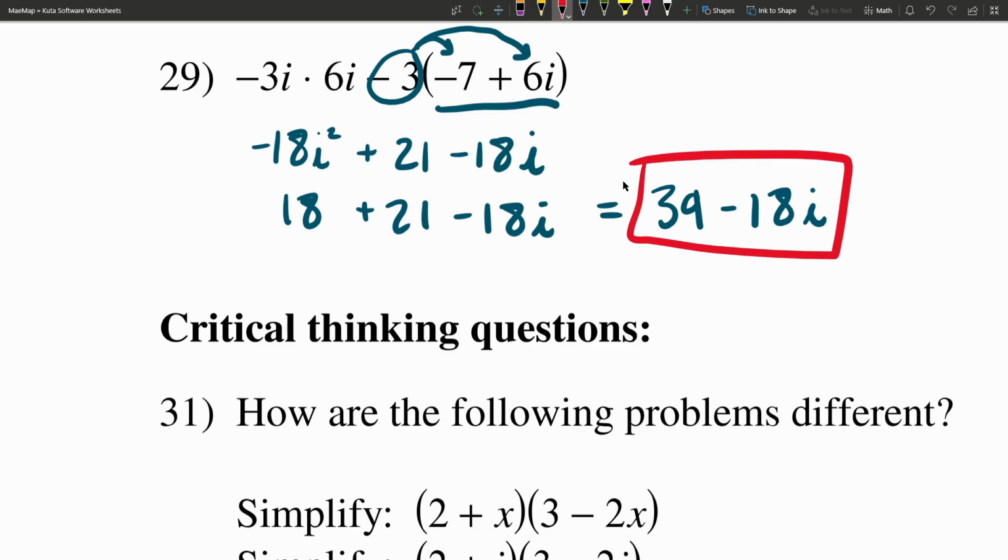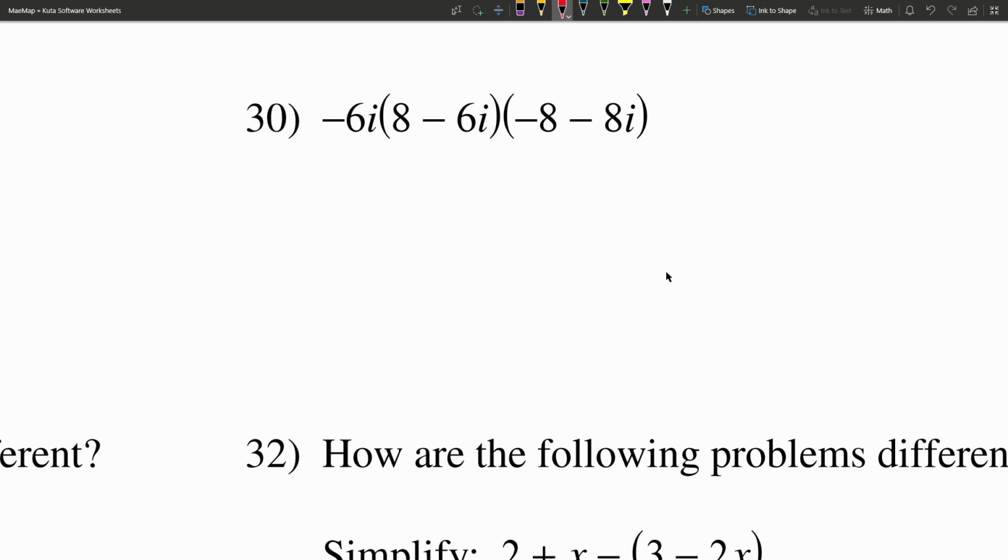There we have it. That's our solution in number 29. Now on to number 30, our last problem for the set of directions that said simplify. And how we're going to simplify this is, well, let's start by taking this negative 6i and distributing it into this first complex number. So distributing it to the real part and the imaginary part.